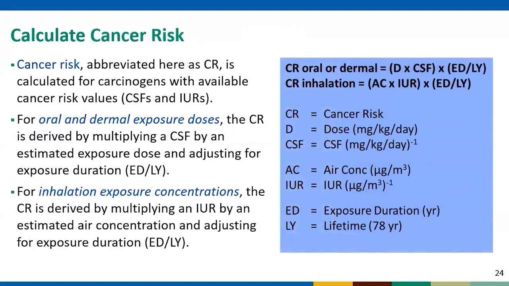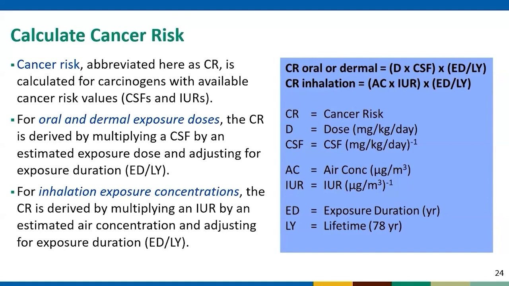For carcinogens, we use a similar process. The cancer risk is calculated for those contaminants with available cancer risk values. Again, the cancer risk values are only used to evaluate chronic exposure and are only available from EPA as oral slope factors or inhalation unit risks.